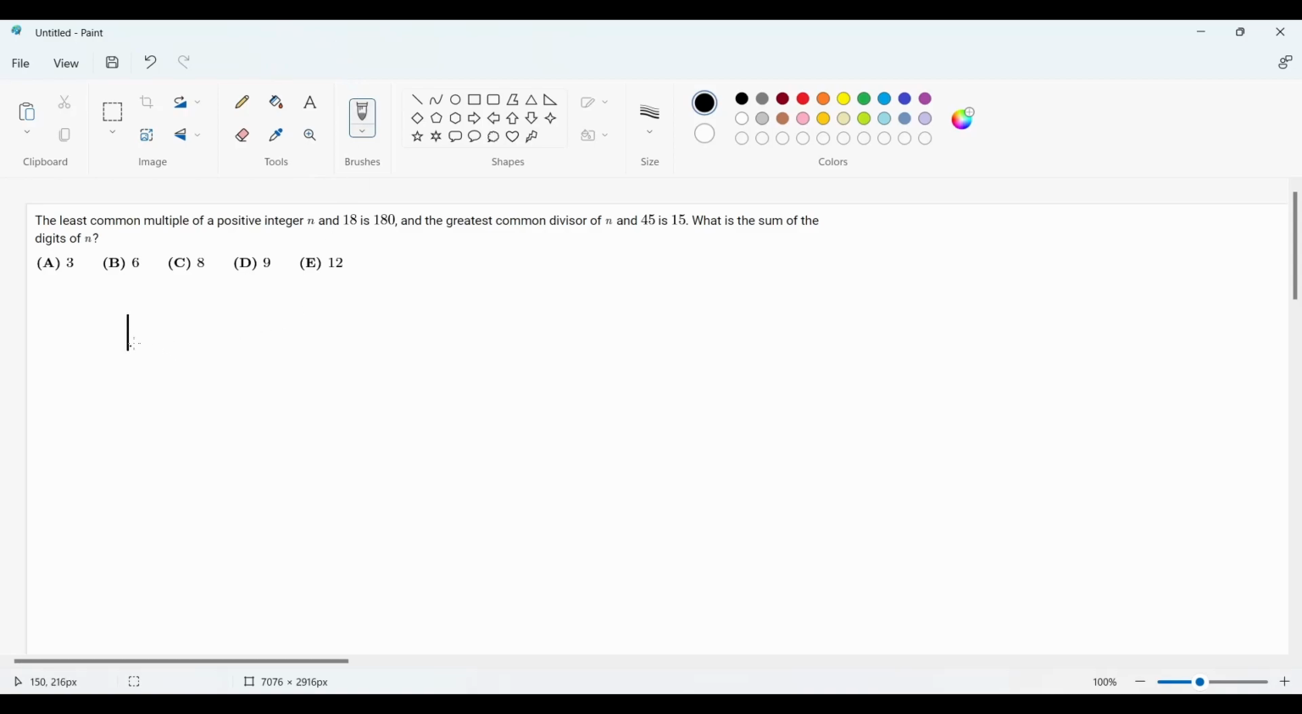Okay, so we're taking the LCM of n and 18, and we're getting 180. And we're taking the GCD of n and 45, and we're getting 15. And to solve this, you just need to know how LCM and GCD work. When you're taking the LCM of two numbers, what you need to do is look at their prime factorization.